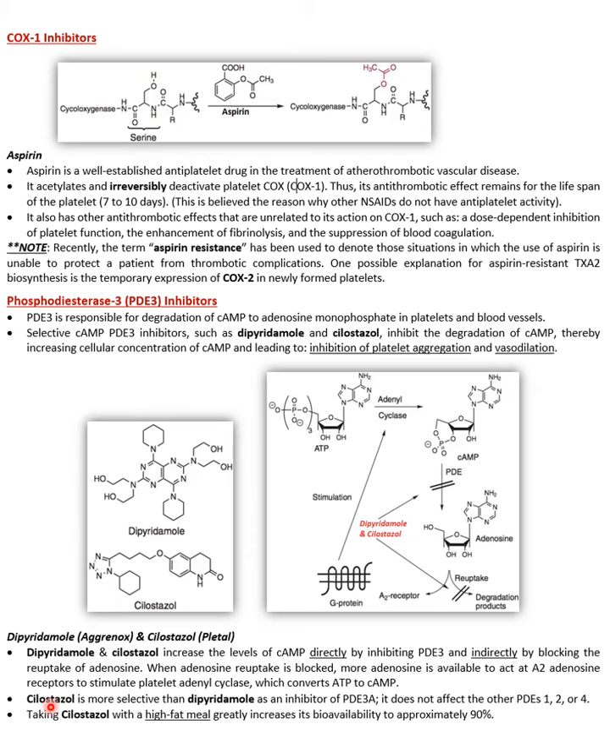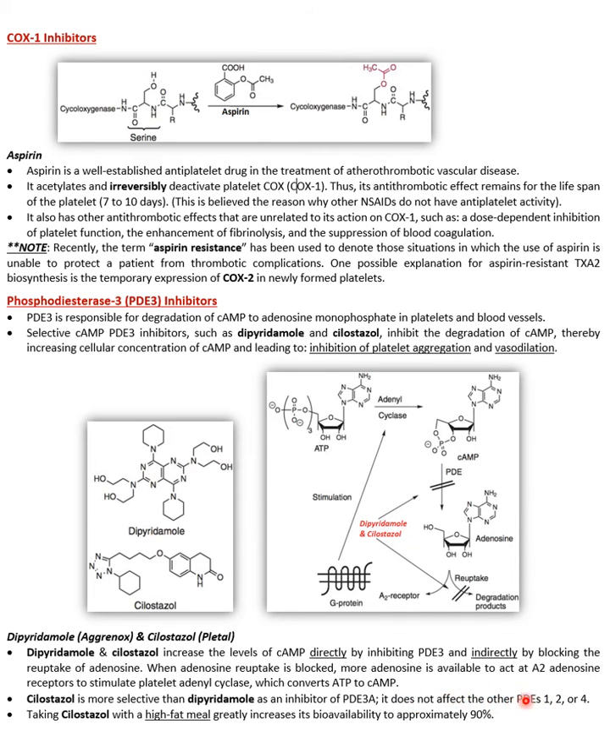We should also mention that cilostazol is actually more potent. It's more selective, not more potent, than dipyridamole. I'm not sure if it's more potent or not, so I will check the dosages to see if it's more potent. But it is more selective than dipyridamole, which means it inhibits phosphodiesterase 3 more than it would affect phosphodiesterase 1 and 4.